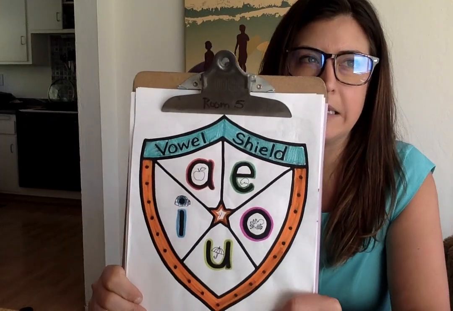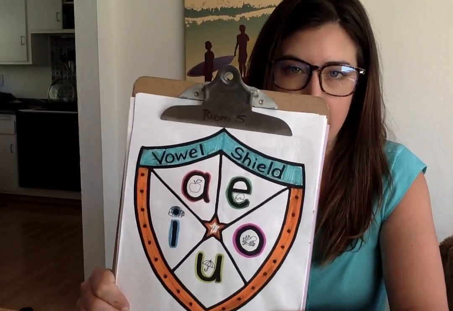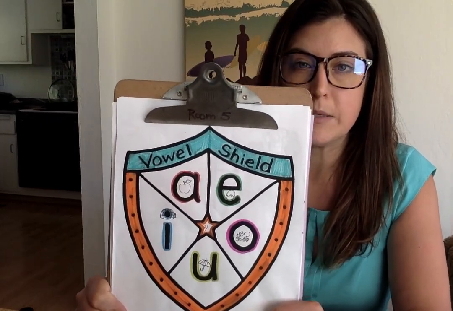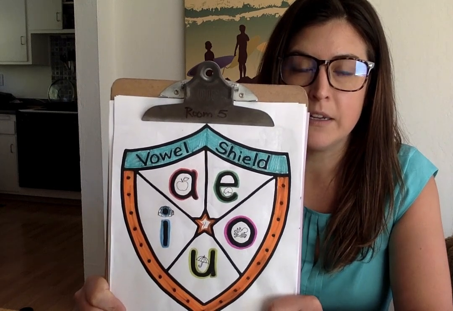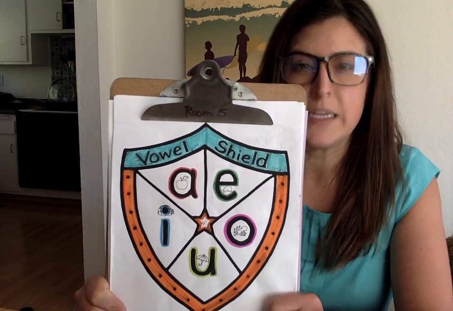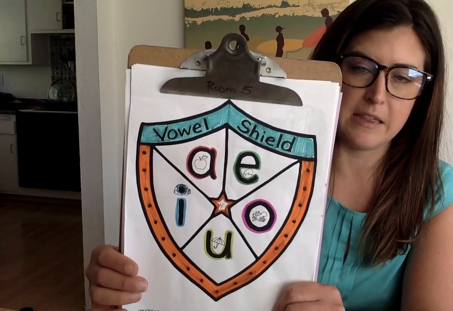Next up, we'll do A. We need an animal that has A in the middle. How about one that chases mice on a farm? It meows. It's a cat, right? Cat has A in the middle.